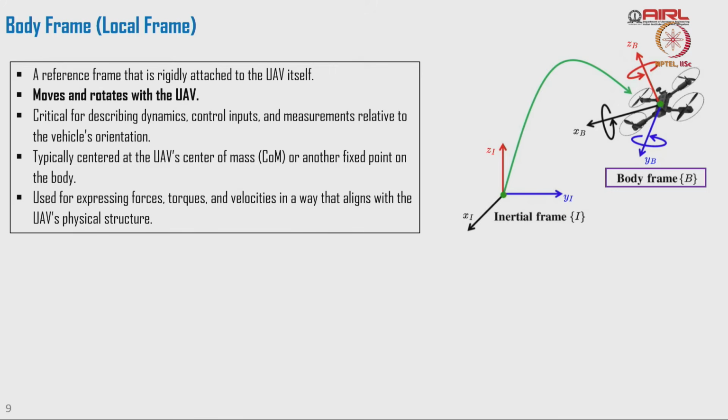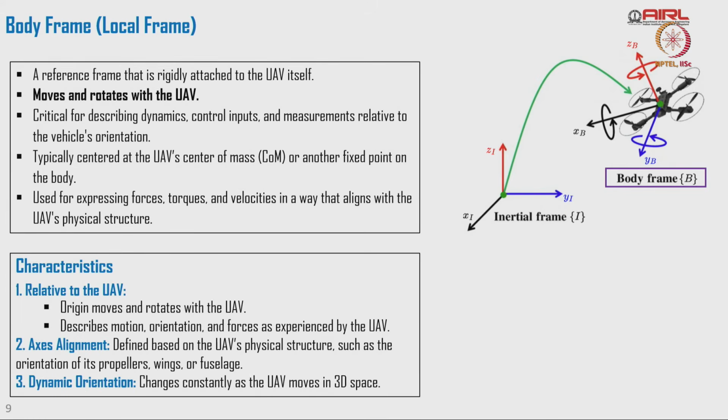All the measurements are relative to the vehicle orientation here, typically centered at the UAV center of mass, or what we call CG. It could be another fixed point on the body where we define this coordinate system. All the forces generated by the UAV, force, torque, speed, I would put speed as the magnitude aspect of it, and velocity, are all defined with respect to this frame of reference. It is very physical to the body of the moving object.